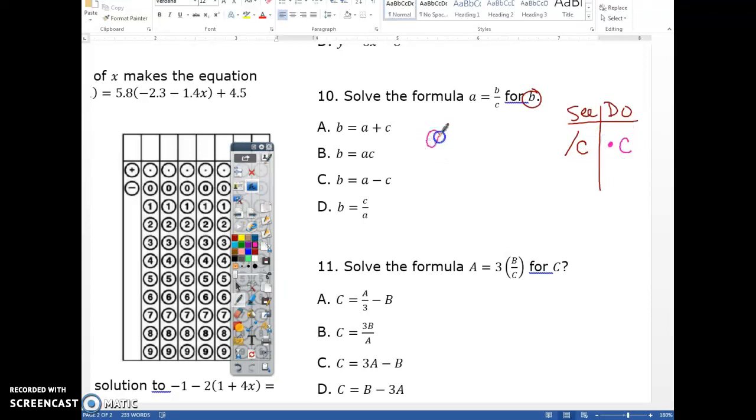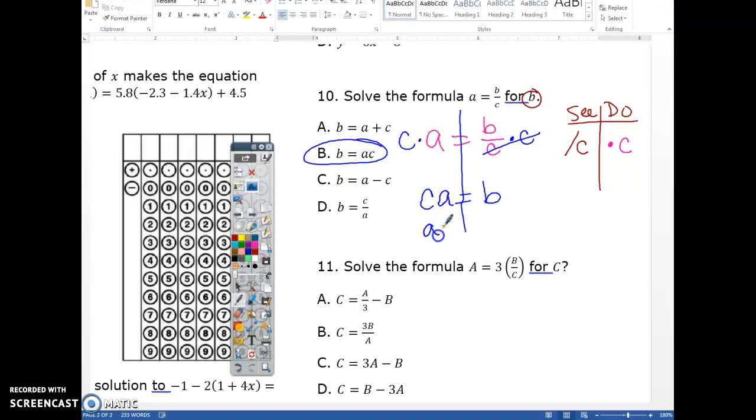So let me rewrite it. I have A equals B over C. To get rid of C, you have to multiply both sides by C. So you end up with CA equals B, or AC equals B. Okay, the order doesn't matter. You can put the C first or you can put the A first. It's the same thing.